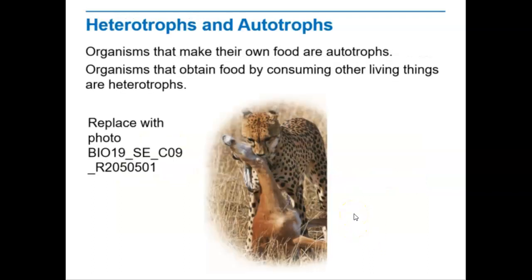All right, heterotrophs versus autotrophs. So organisms that make their own food are autotrophs. That would be plants, right? Organisms that obtain food by consuming other living things are heterotrophs. So hetero meaning different. So humans are heterotrophs, dogs are heterotrophs. Anything that consumes something else would be a heterotroph.